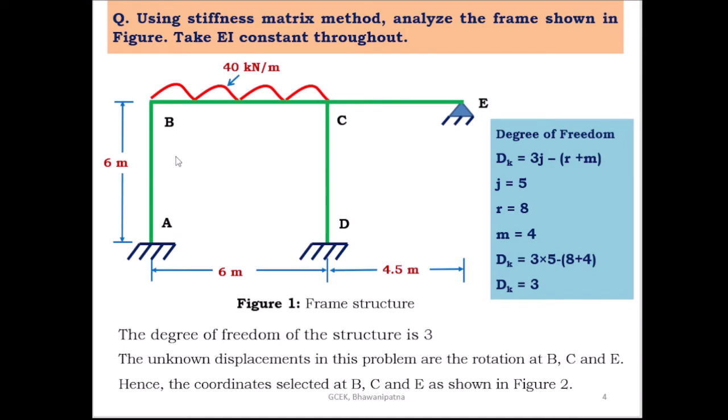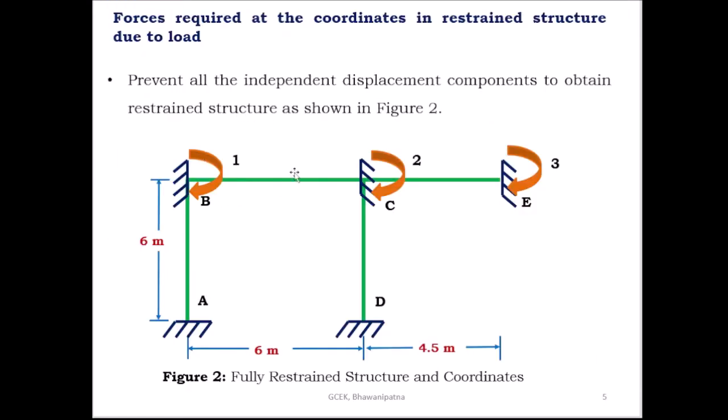Hence the coordinates are selected at B, C and E. Assign 3 coordinates: one at B, second at C and the third at E. So this is the coordinate direction at B, C and E. So this is the first coordinate at B, this is the second coordinate at C, and this is the third coordinate at E.